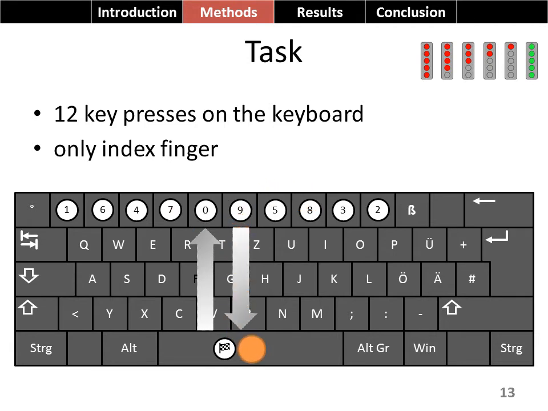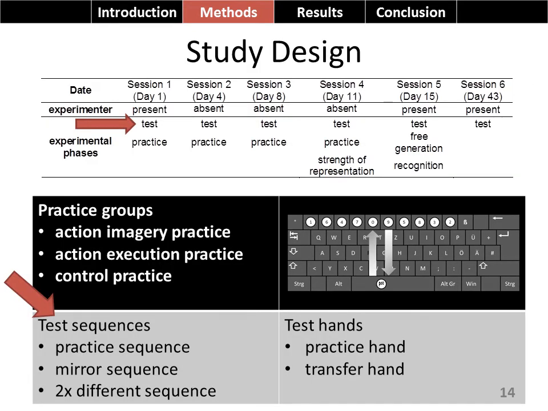We measured the movement time, which is the interval between the release of the space key and the final press of the space key. The study involved 6 testing sessions. Each session started with a test. The tests are shown below in gray. They involved 4 sequences which were performed with the left and right hand each. Due to reliability reasons, each sequence was performed 3 times in each test.